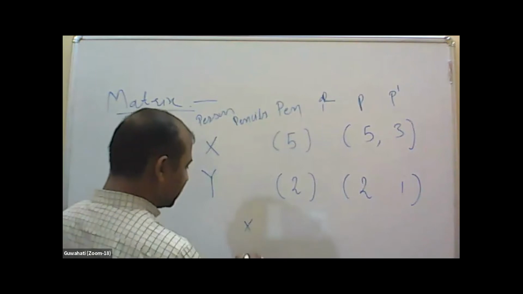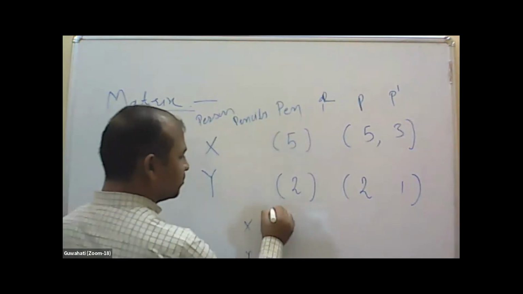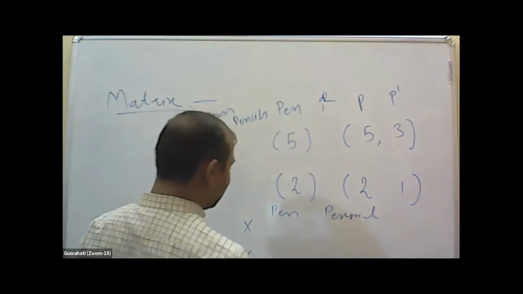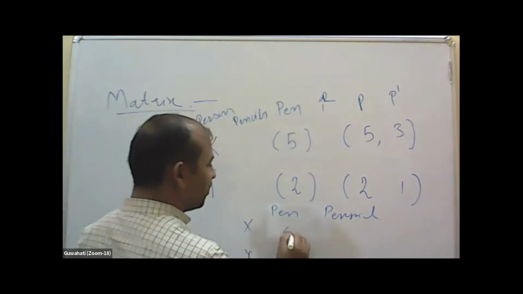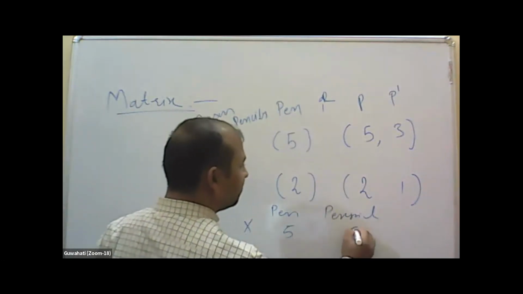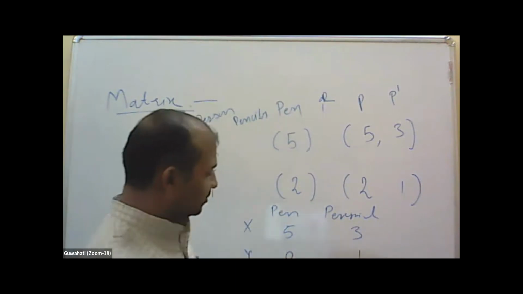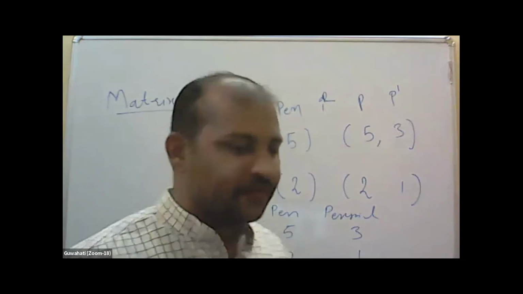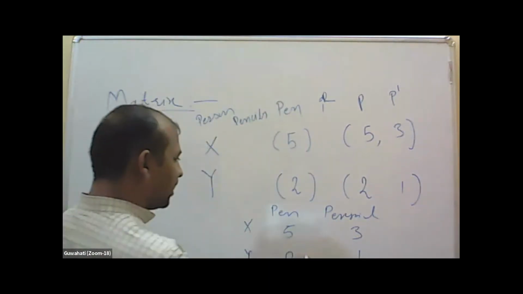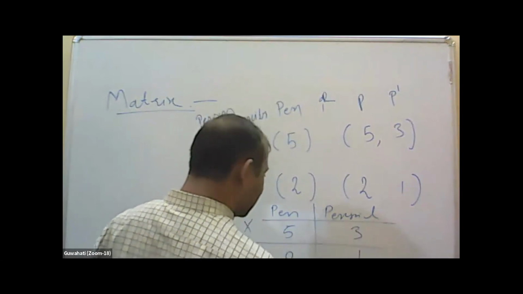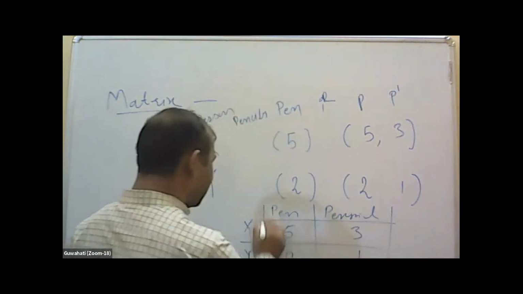Suppose there is a person X and a person Y. So this is the pen and this is the pencil, right? Person X has 5 pens and 3 pencils, and the other has 2 pens and 1 pencil. So I try to put it in a tabular form so that it is easy to get, right?